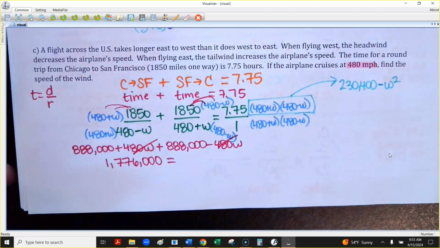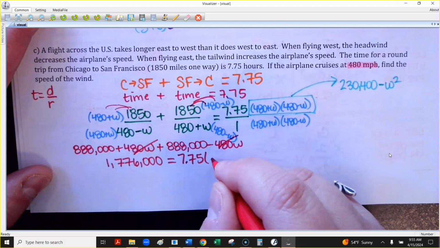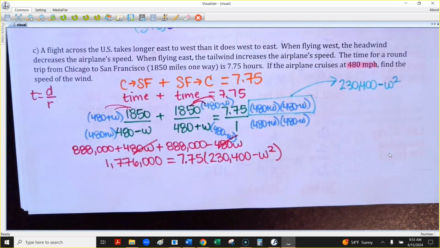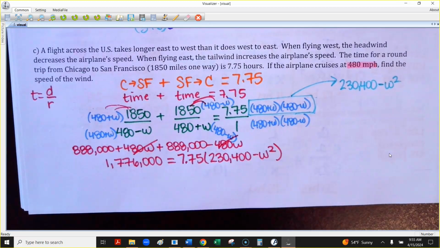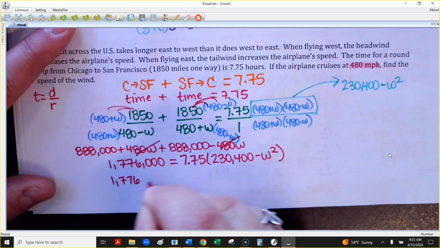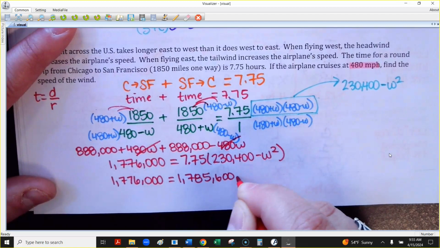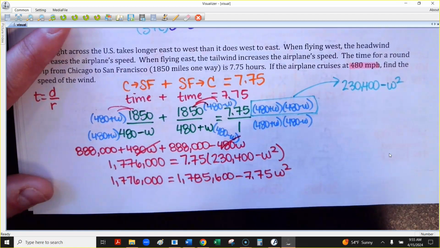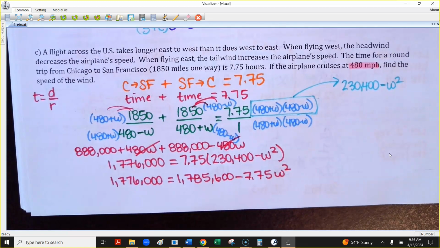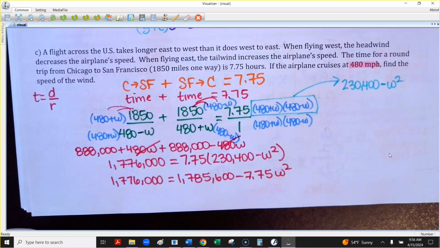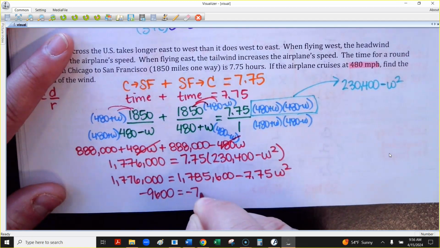Okay, now I didn't do anything yet with that. I've got to do that 7.75 times that, but this is not going to be a situation where we're going to have to factor anything. It is quadratic, but we can just solve this equation using square roots. All right, I'm going to take that 230,400 times 7.75, and it is going to give us a decent number, which is 1,785,600, and then minus 7.75 times the W squared. This is not going to be a situation where I have to factor. I only have just the W squared. We don't have a W there. Now, all I'm doing here, I'm going to kind of cheat and not write it, but I'm going to subtract these two. If you take that 1,776,000 minus 1,785,600, subtracting, okay. You get negative 9,600, negative 7.75 W squared.